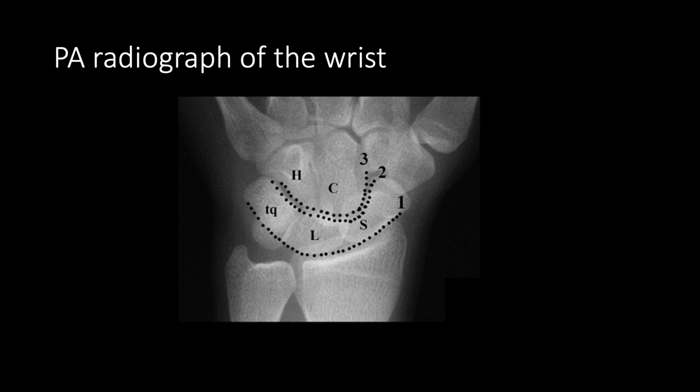So as we look at the PA of the wrist, we really want to look at these lines here. You should see a nice joint line here. You should see a nice joint line here with a little matching separation here. So you see the hamate, lunate, triquetrum, and scaphoid. You should see these lines are nice and smooth with space in between lines 2 and 3 here.